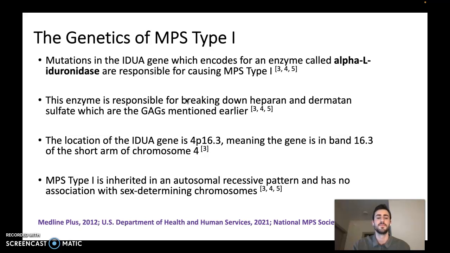The location of the gene is 4p16.3, meaning it's on the 16.3 band of the short arm of chromosome 4. And it's inherited in an autosomal recessive pattern and has no association with our sex-determining chromosomes. And since it's autosomal recessive, if parents have an offspring who is afflicted with MPS type 1, that means they're either affected or they're a carrier for it. You have to get one mutant copy from each of your parents.